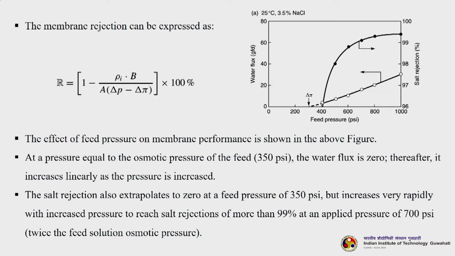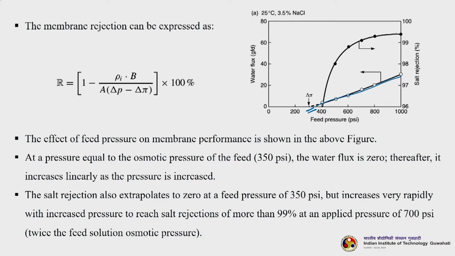The effect of feed pressure on membrane performance is shown in this particular figure. You can see that at a pressure equal to the osmotic pressure of the feed, that is 350 psi somewhere here, the water flux equals 0. Thereafter it increases linearly, you can see this is your water flux. As we are increasing the pressure, the water flux is linearly increasing.